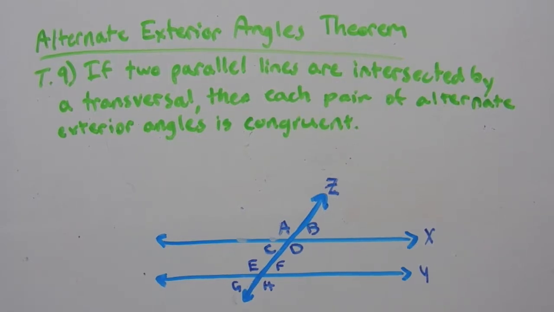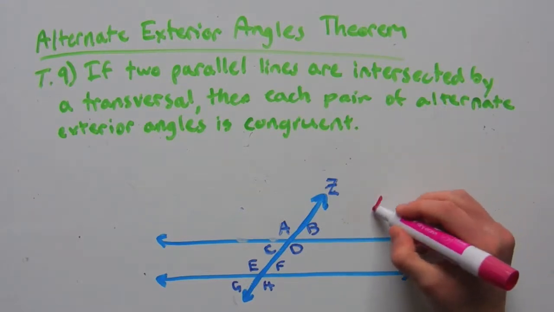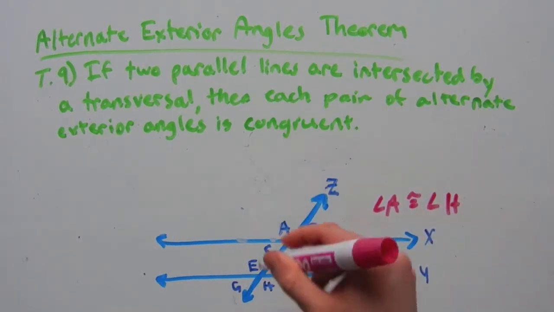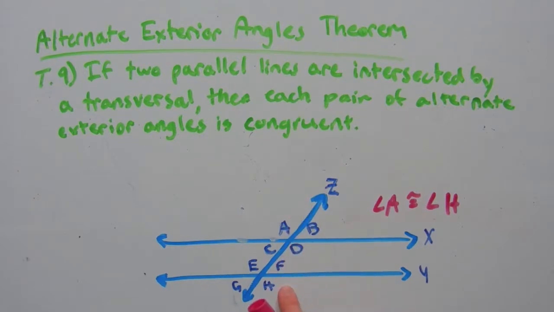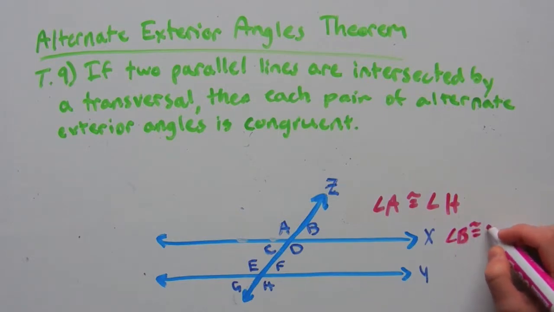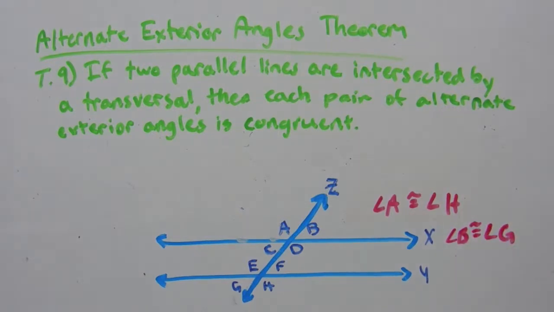The alternate exterior angles theorem, or T9 in our case, states that if two parallel lines are intersected by a transversal, then each pair of alternate exterior angles is congruent. So what this is saying is that angle A is congruent to angle H because they're alternate exterior, and angle B is congruent to angle G. Let's go ahead and do a formal proof to prove the alternate exterior angles theorem.